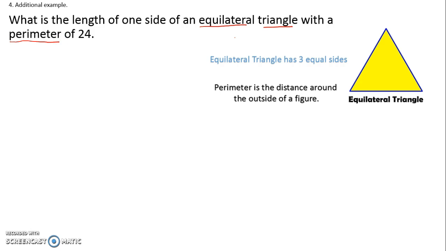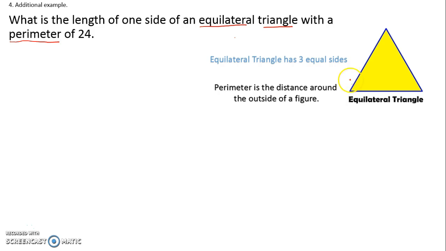So we better make sure we understand perimeter. Perimeter is simply the distance around the outside of a figure. So if we went around and we walked around the outside of our figure, what would be the total distance we've walked? That's perimeter. And they want the length of one side of the equilateral triangle.